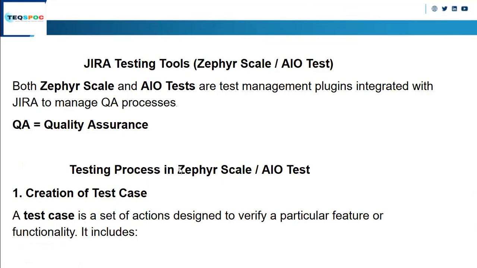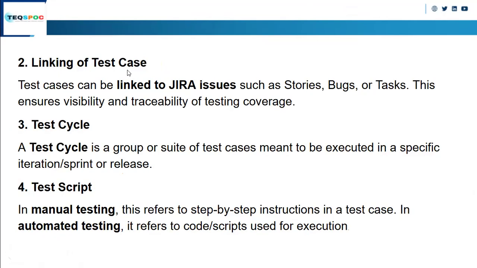Now, what is the basic step or testing process? We can see here. First, we go to the app and install the third-party application, that is Zephyr Scale or AI Test. After doing this, we will create a test case, then link that test case to the respective user story. Then we create a test cycle and add the test case inside the test cycle. In this test case, you will create steps, that is the test script.